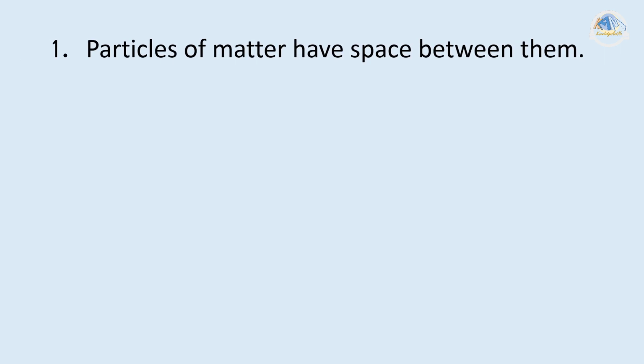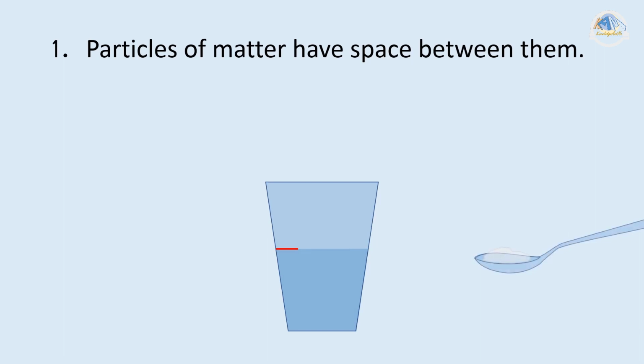To understand this characteristic, we need to take a glass and fill half the glass with water, and mark the level of water. Now, we can take salt or sugar and put it in the water. We observe that there is a rise in water level. Now, dissolve the salt or sugar in the water. What happened? We observe that the level of water decreased to the previous level.